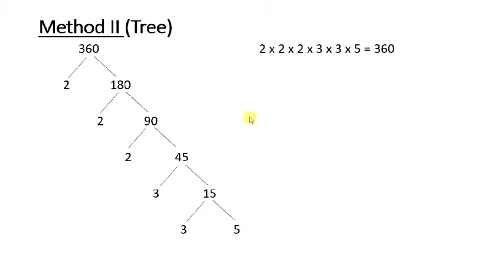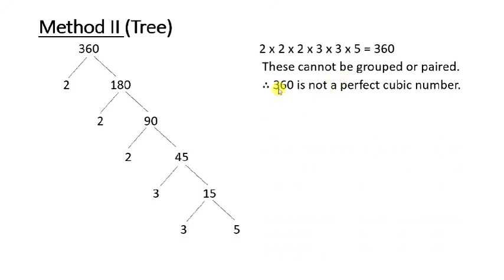From there, we express 360 as a product of its prime factors by multiplying 2 times 2 times 2 times 3 times 3 times 5. Can those be grouped? No, they cannot be grouped. Therefore, 360 is not a perfect cubic number.